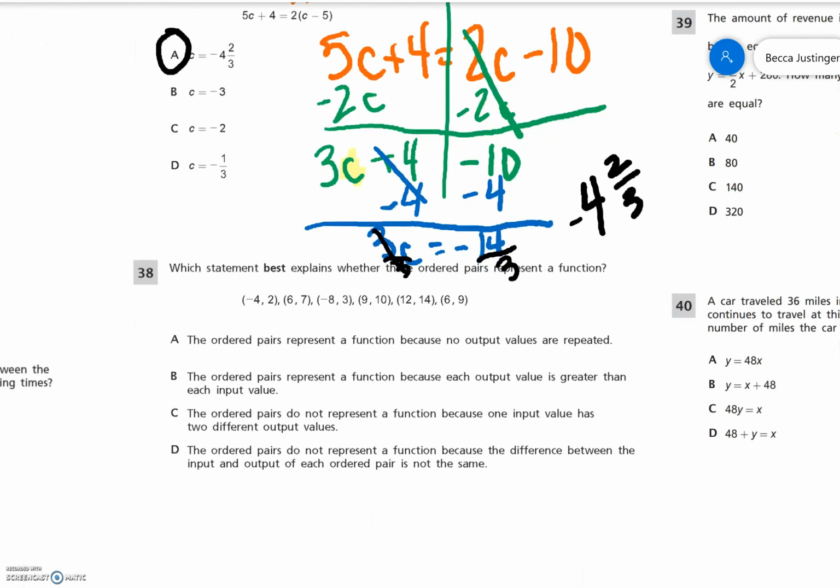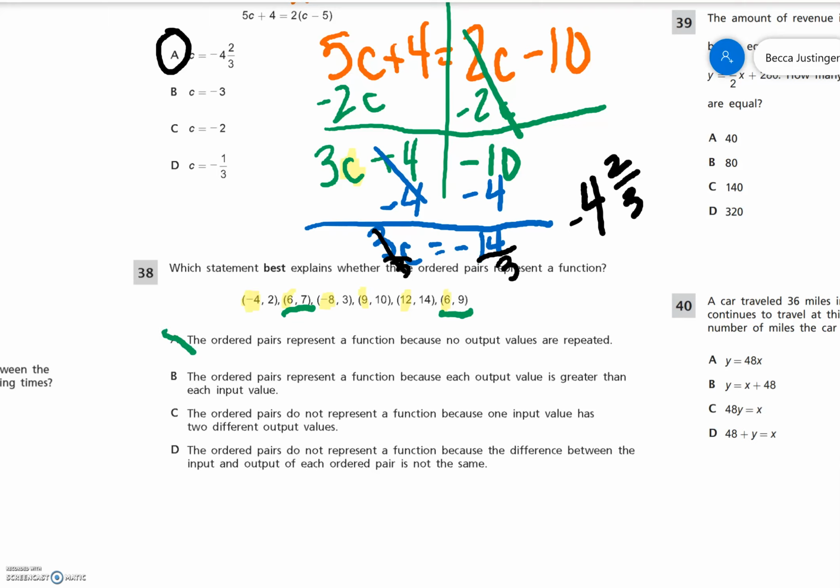Which statement best explains whether the ordered pairs represent a function? Remember, a function says every input has one output. So I'm going to look at all my inputs. I've got negative 4, 6, negative 8, 9, 12, and 6. So I have 2 instances where there's a 6. And in both cases, there's a different output, meaning this is not a function.